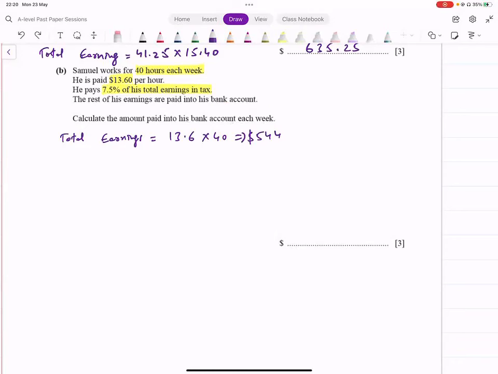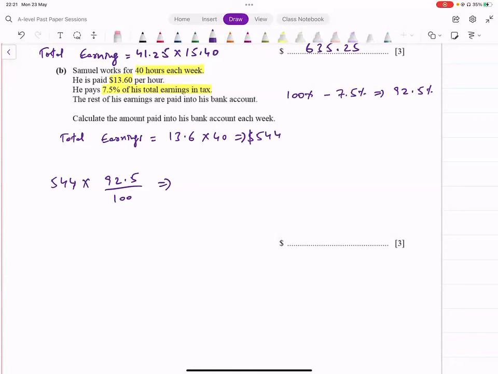अब देखिए 7.5% अगर टैक्स कर दिया, what percentage are you left with? 100 में से माइनस कर दें. 100% minus 7.5%. कितना बचा आपके पास? 92.5%. All you've got to do is you've got to calculate 92.5% of $544. को आप evaluate कर लें. 544 into 92.5 divided by 100, and that's going to give you the amount that is paid into the bank account.